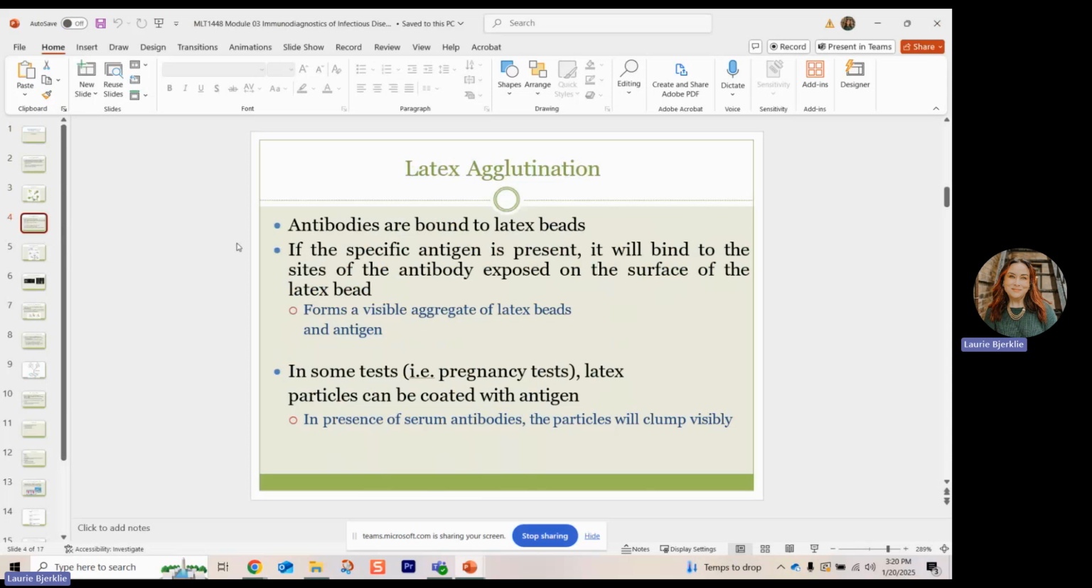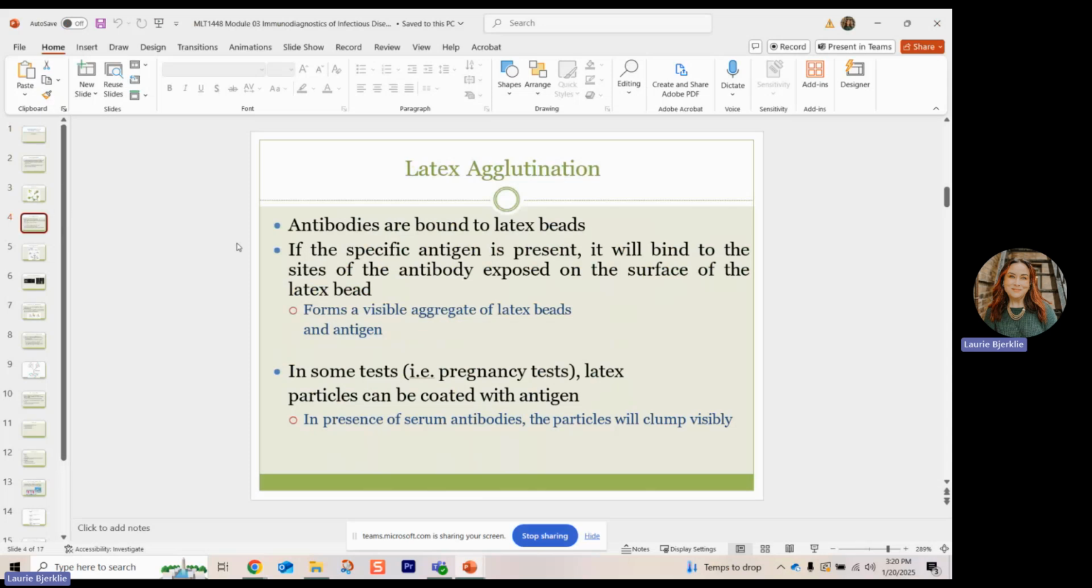And so they will have antibodies in that test kit. And in this case, they have latex beads on them. And we add the patient sample. And if that antigen is there for that antibody, they bind together. And so the latex beads here just help create more of a visible aggregate if it's present. Pregnancy tests, as it says at the bottom, are another great example of when this is used.